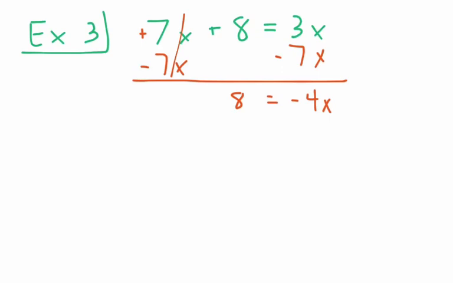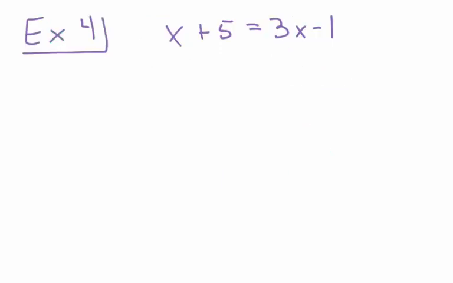And now it's just a simple one-step equation at this point. I'm dividing by -4 on both sides. That's going to cause that to cancel, dividing by the coefficient. 8 divided by -4, bring down the negative. 8 divided by 4 is 2. So we have -2 is equal to x. So it's a variation on this two-step equation in that we had to first subtract 7x from both sides, then we had to divide both sides by -4, and then we got our answer of x equals -2.